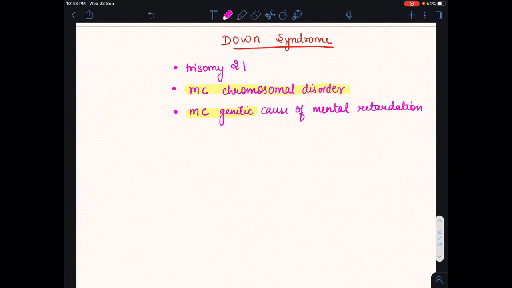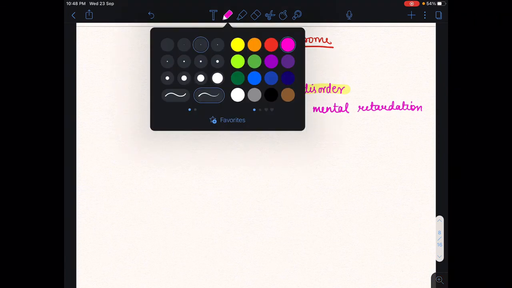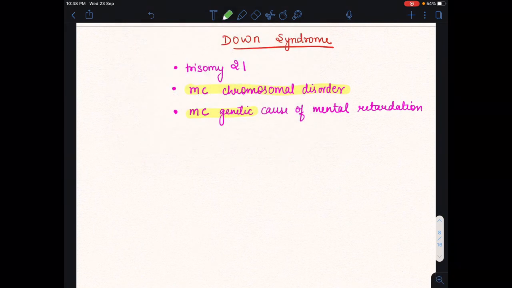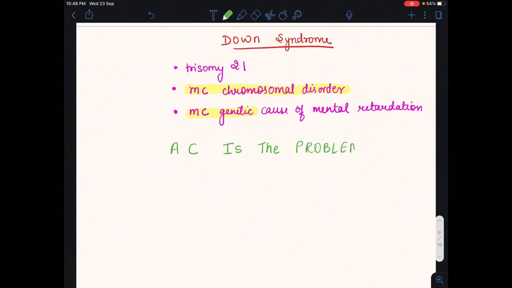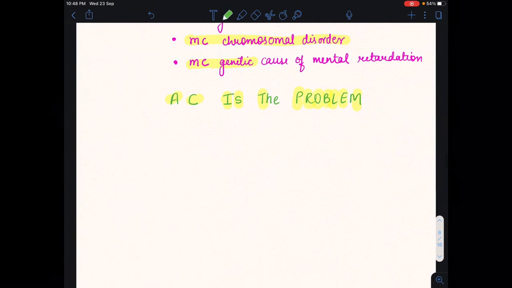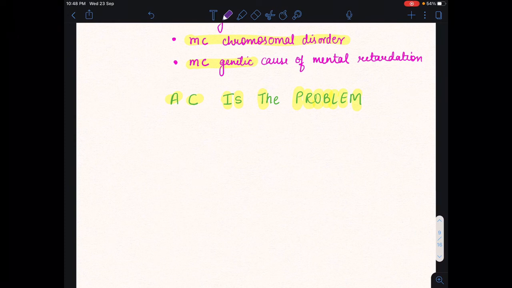So what is the trick of Down syndrome? What is the problem? AC is the problem. So our trick for Down syndrome is AC is the problem. Now let's start all the clinical features related to Down syndrome and see how we can learn them by this trick.